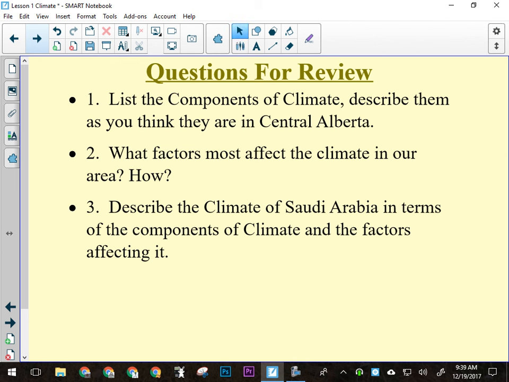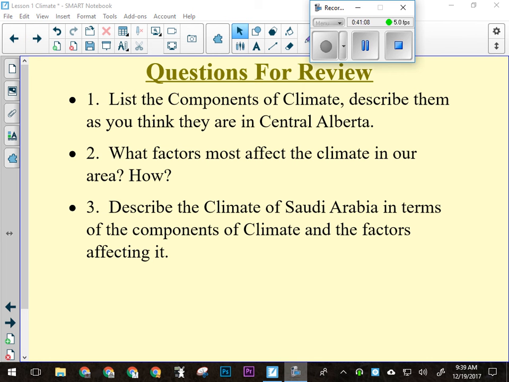Let's get some good complete sentence type answers here. So the components of the climate as they would appear in central Alberta. Central Alberta would be like Red Deer to, let's say, Fort Saskatchewan, kind of that area. Oh, yours says southern. Okay, southern Alberta then. That's where we live. That's easier. So southern Alberta.